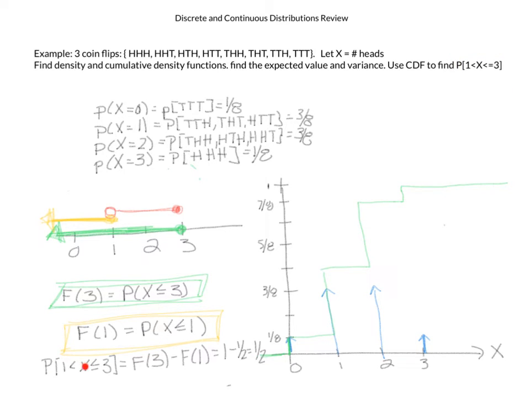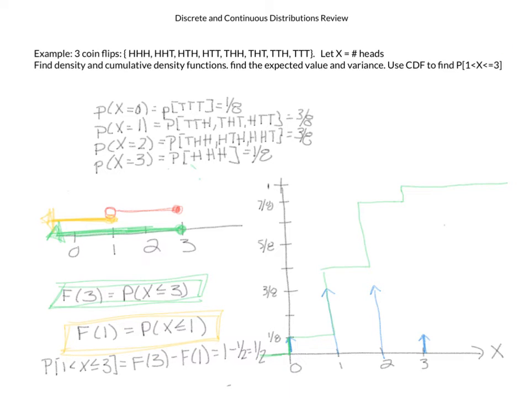The probability that x is greater than 1 and less than or equal to 3 is equal to F of 3 minus F of 1. If I look at 3, my cumulative distribution is at 1, and at 1, my cumulative distribution is at 1/2. So I get the same answer, which is 1/2, which is the same as if I added the probability densities of x equals 2 and x equals 3.